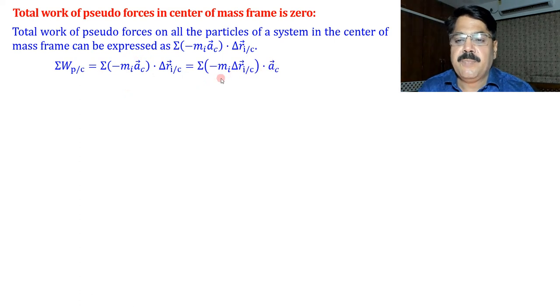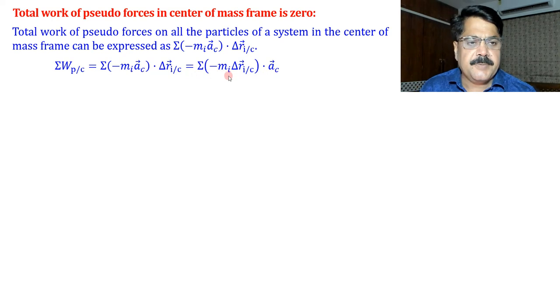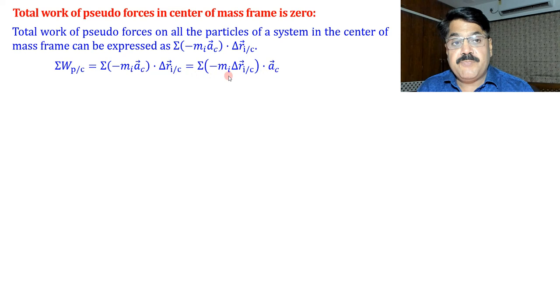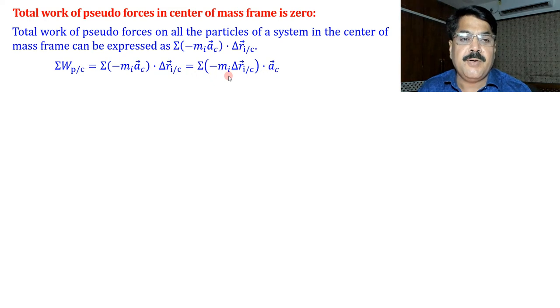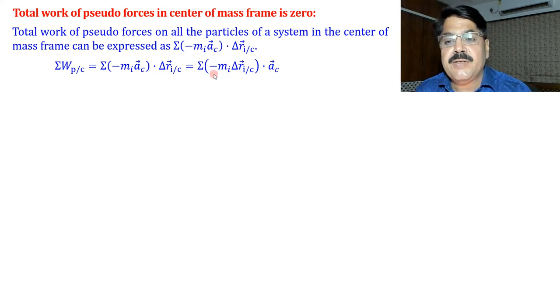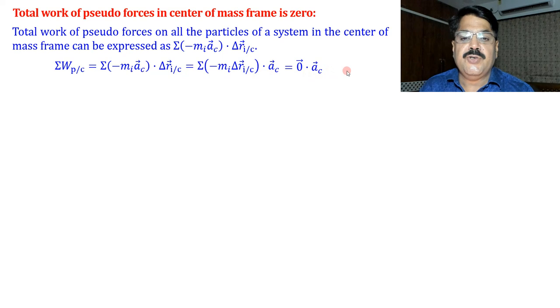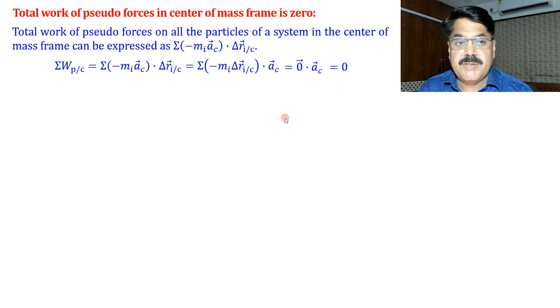See here. Now just concentrate. We have learned in the last one that the total mass moment, summation m_i r_i with respect to C in the center of mass frame, is always a null vector. So its change will also be a null vector. So this quantity, that is the summation, will be a null vector. So what we get? Null vector dot AC, that is 0. So in this way, we got that the total work done by all the pseudo forces in the center of mass frame is 0.